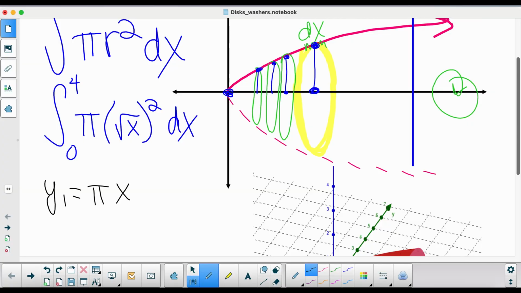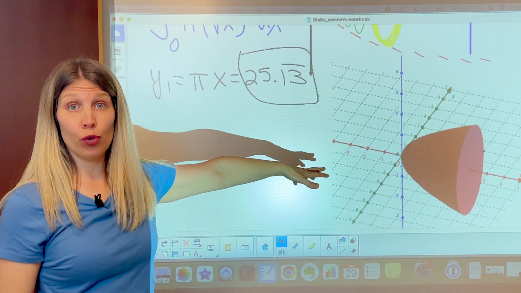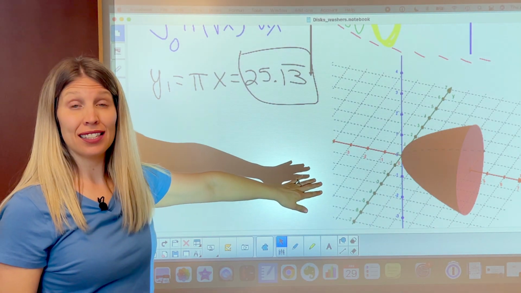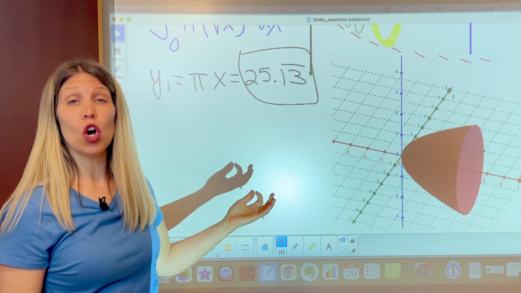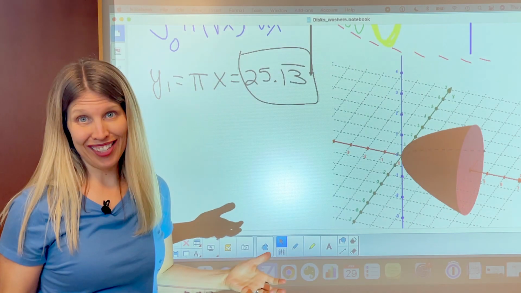Once you put this in your calculator, you will get 25.133 for your rounded answer. So this answer we got reflects the volume of that function being spun around the x-axis. Notice there's no holes in the center. That's why this is called the disk method. Let me show you what it looks like if there's a hole in the center.